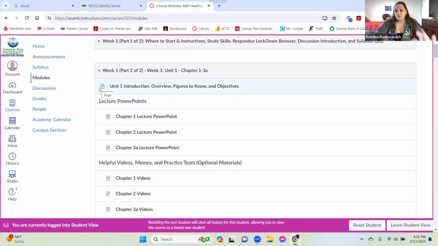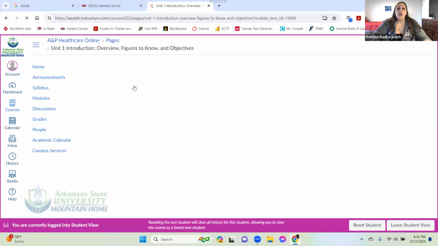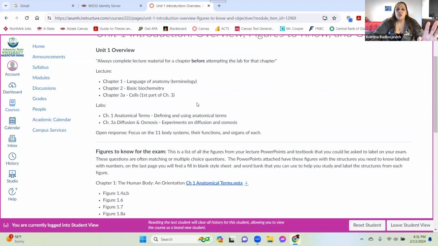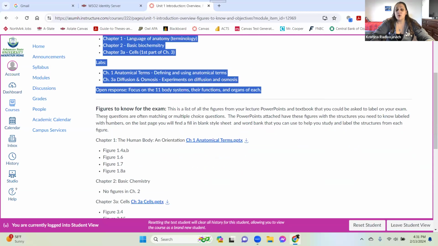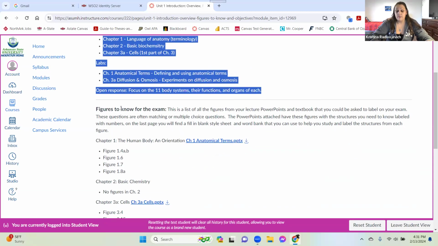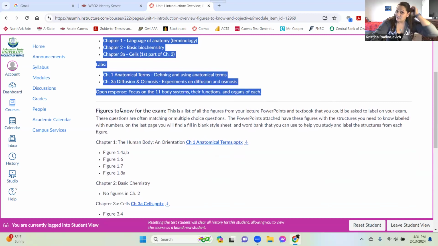So I'm going to go through the first module just so you get an understanding of how this course is set up and how to approach it. Every week, the first thing you really need to look at is the unit introduction for that week. In the unit introduction, you are going to get a rundown of what lecture you're going through, the labs that you're going through, as well as your open response, as well as the figures you need to know for the exam. There's a lot of things to identify in this class.